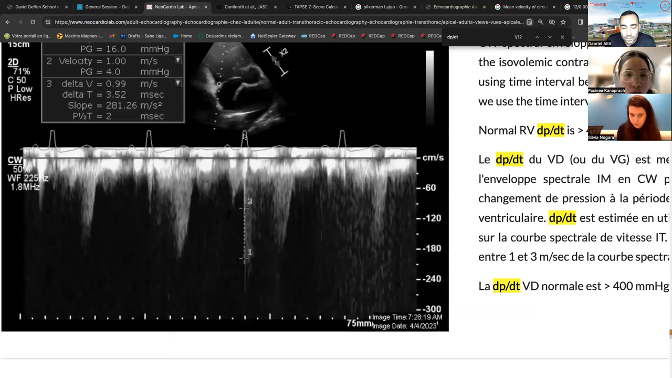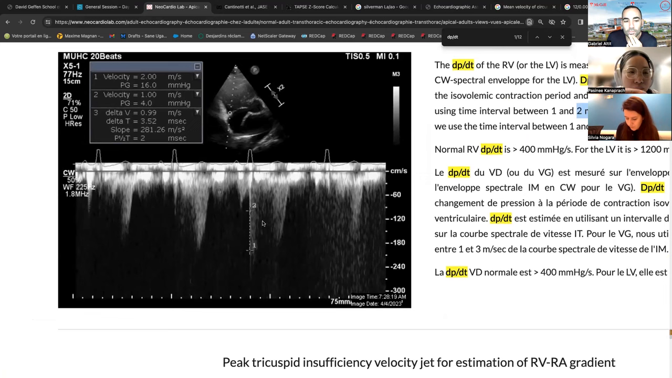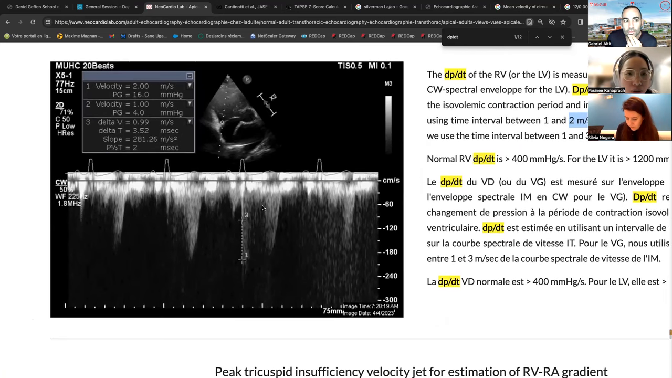So when systole starts, it's how much time does it take for your RV to be able to build this pressure, basically. Sorry, so the numbers 1, 2, 3 on the left upper, 1, 2, 3 on the velocity.